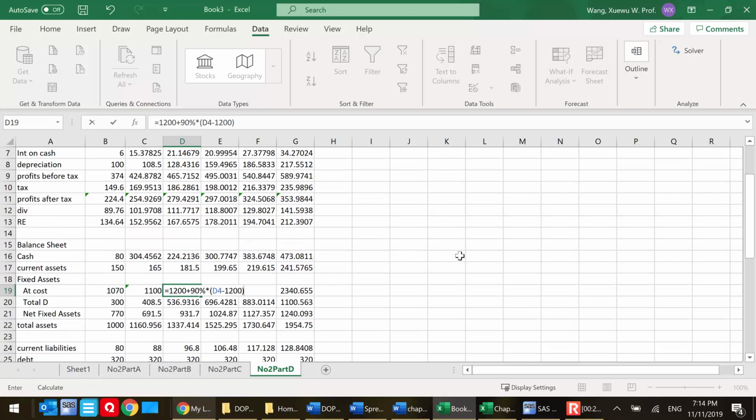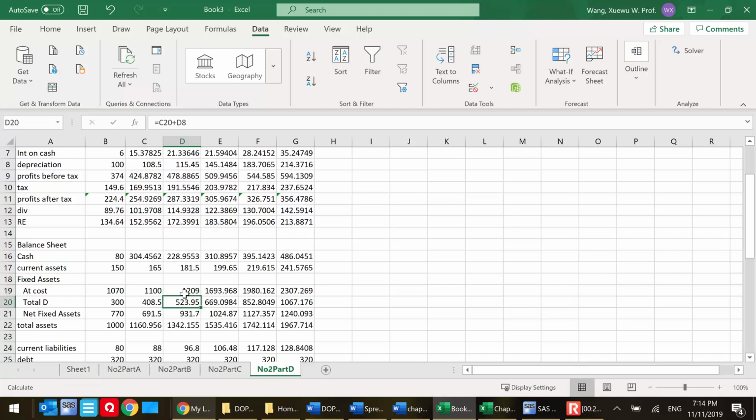Now some of you will ask, this is not robust. Yes, it's not robust. If you want to have a robust formula, you can use the if function. But I don't want to confuse you with the if function at this point, so I'm just going to do this manually. All right, so this is the sales, and this is the fixed assets at cost. So I'm going to copy this formula across.